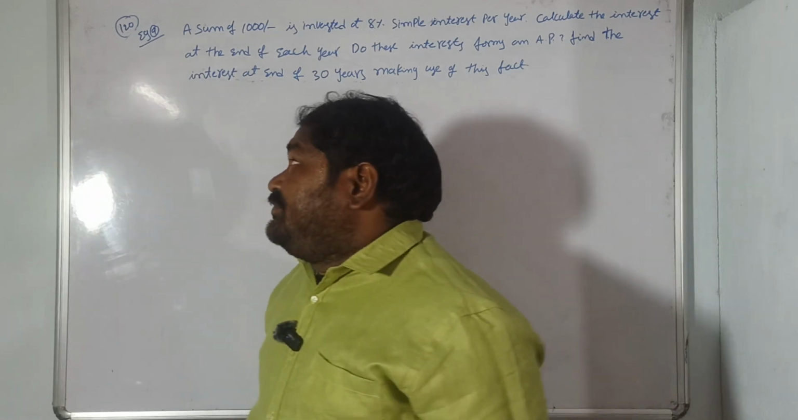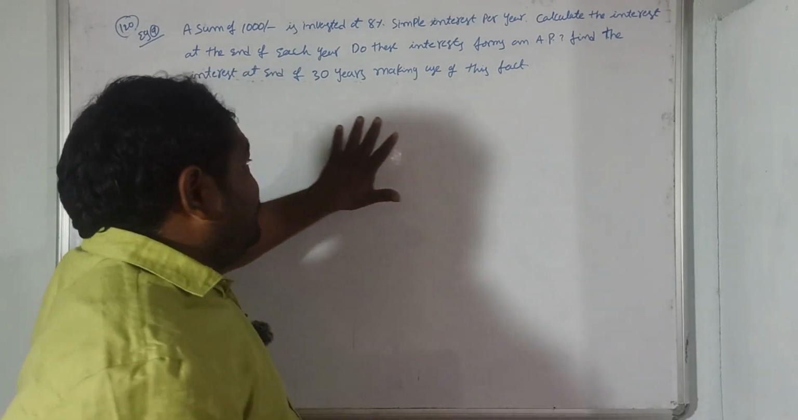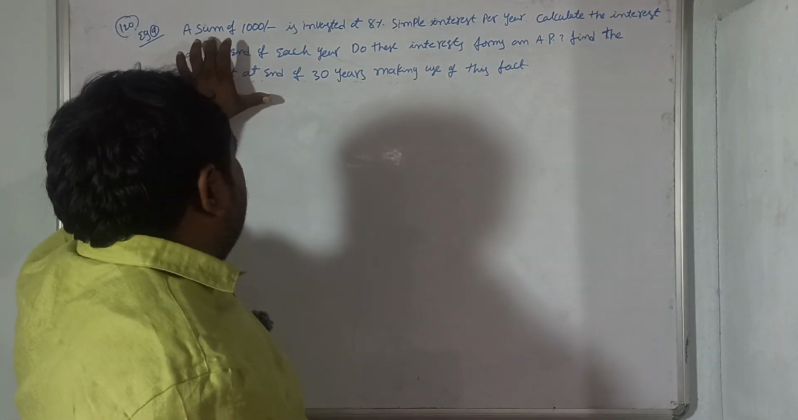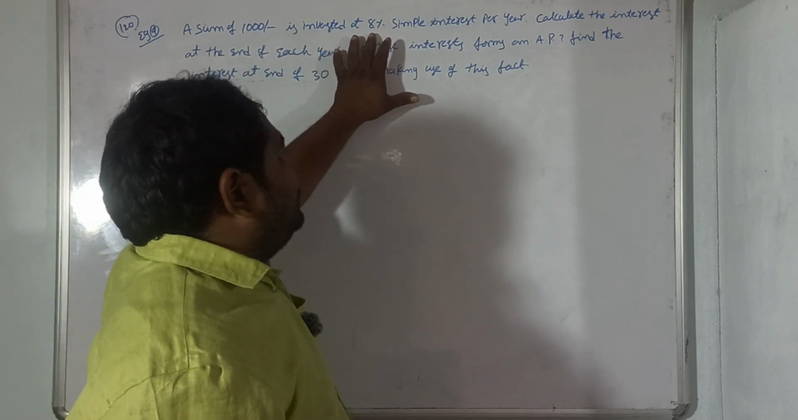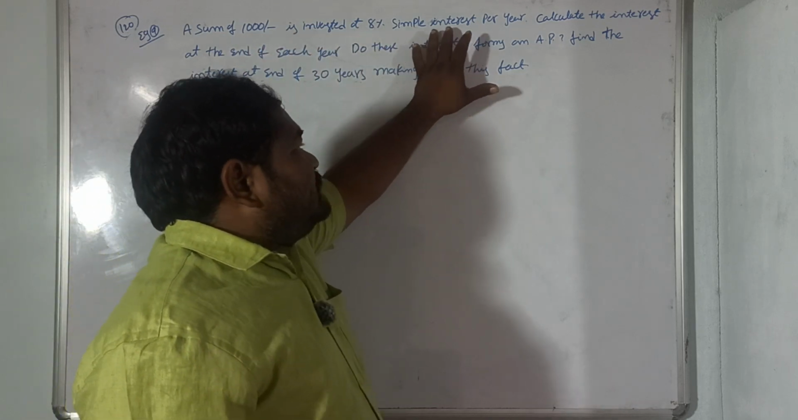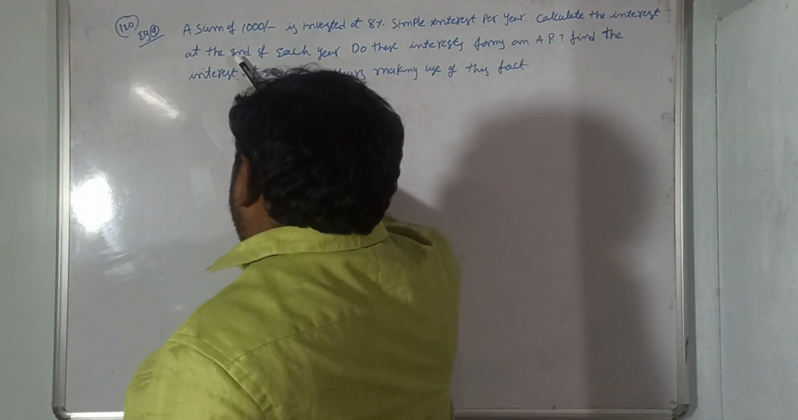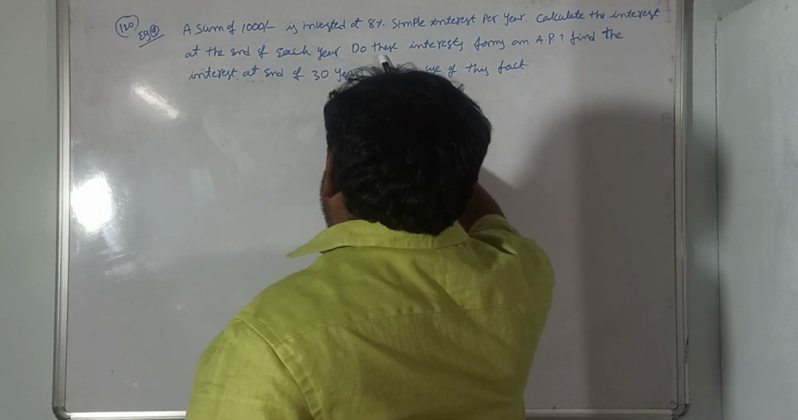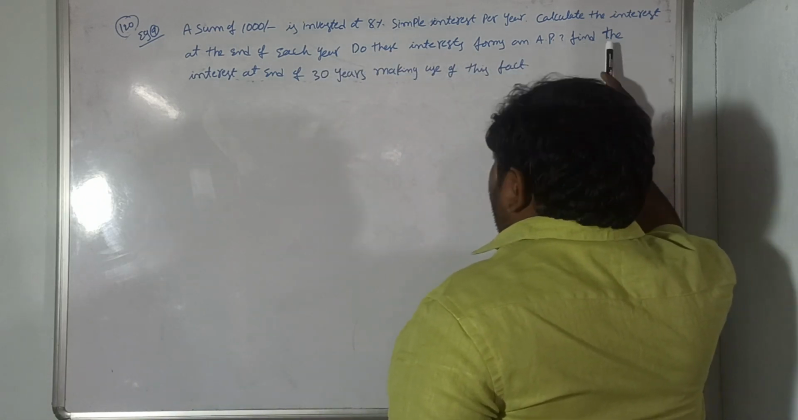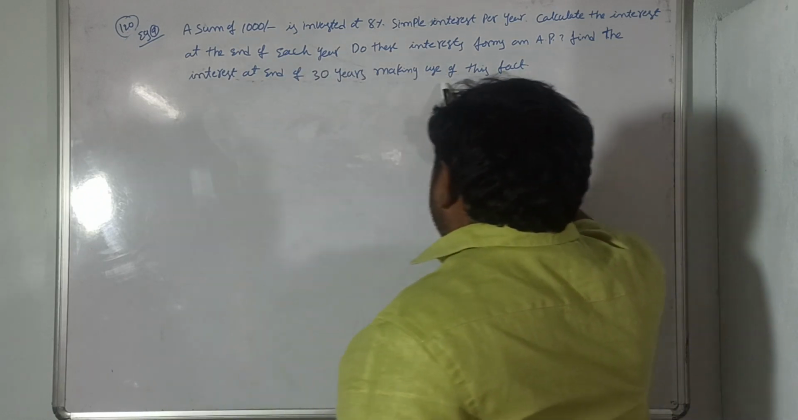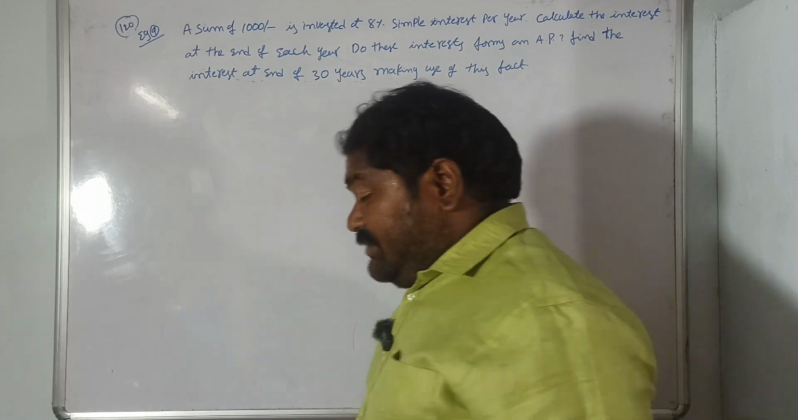The question is, it's going to be an interesting topic, right? Interesting question. A sum of 1000 rupees is invested at 8% simple interest per year. Calculate the interest at the end of each year. Do these interests form an AP, arithmetic progression? Find the interest at the end of 30 years making use of this fact. Okay.